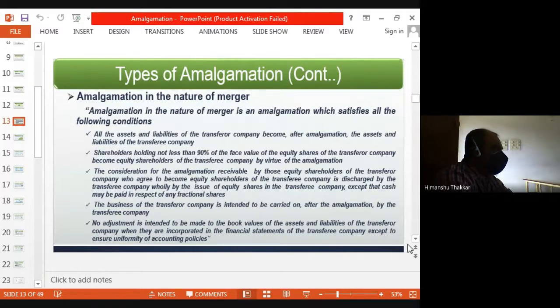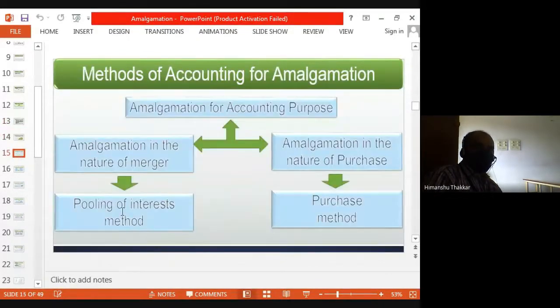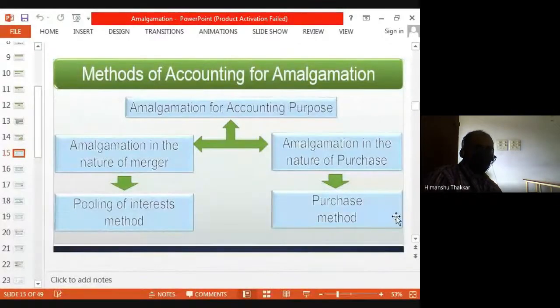Are you getting a little bit of it? Once we do the sum, then only everything will be clear to you. Right now, just try to understand what amalgamation is in the nature of merger and in the nature of purchase. These five conditions are very important from the theory point of view. Now let's talk about the accounting. From here on, your actual accounting part starts. So try to understand each and every point in detail.